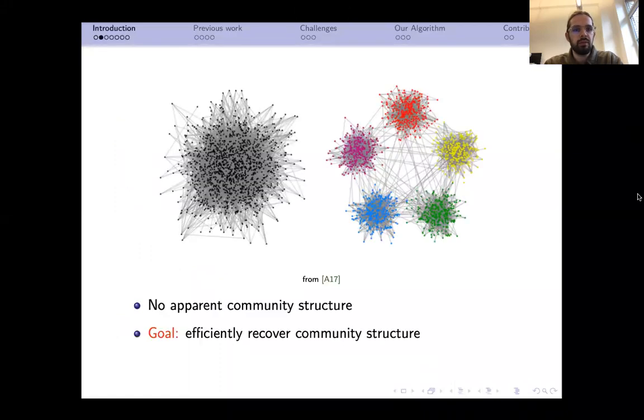Okay, so let me start by introducing the community detection problem. We are given a graph, as the one that you see on the left, and this graph has no apparent community structure. But then it turns out that if we partition the vertices carefully, as you see on the right, then there's indeed some community structure. So the goal, given the graph on the left, is to find the communities on the right.